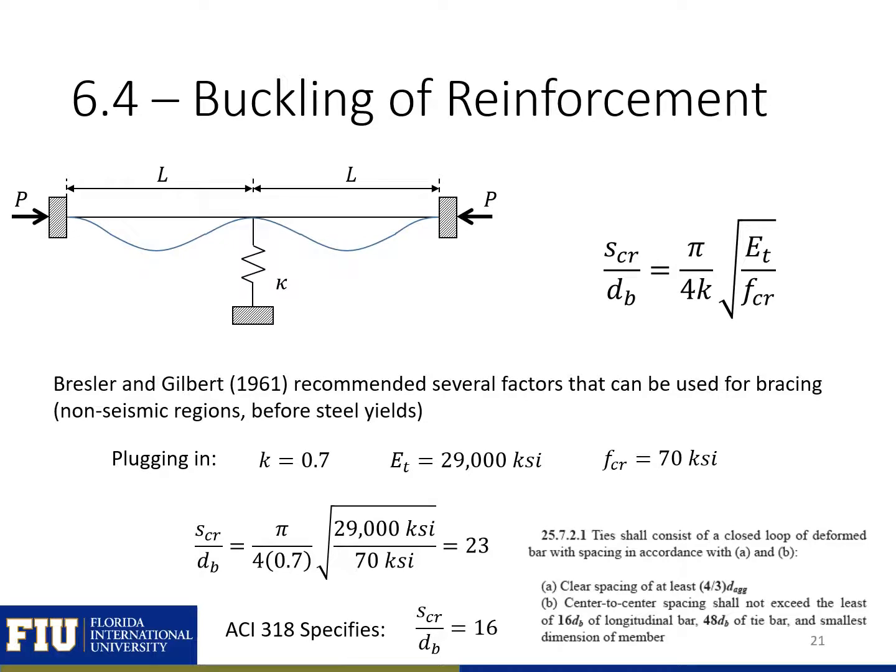Bresler and Gilbert recommended several different factors that we can use for our bracing in non-seismic regions before our steel yields. We're going to plug in K equal to 0.7, ET, so the stiffness of our steel, at 29,000, and then FCR, our F critical, is 70 KSI. Plugging that in, we'll get a spacing to diameter of bar ratio of 23. The ACI specified limit is a little less than this 23. So the ACI limit is at 16 here.